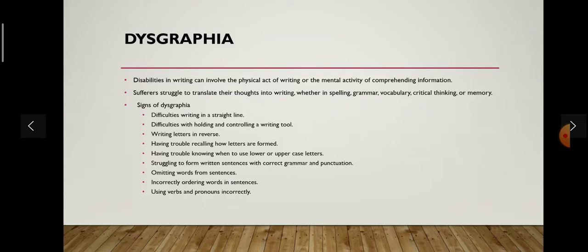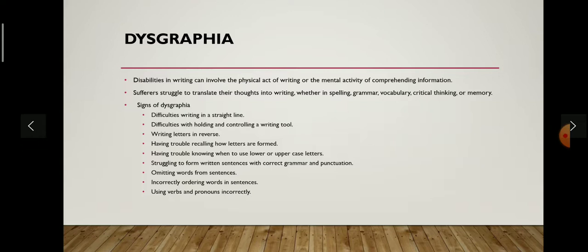A child suffers to translate their thoughts into writing, whether in spelling, grammar, vocabulary, critical thinking, or memory. And signs of dysgraphia: difficulty writing in a straight line. Those students who have this learning disability are not writing in a straight line.